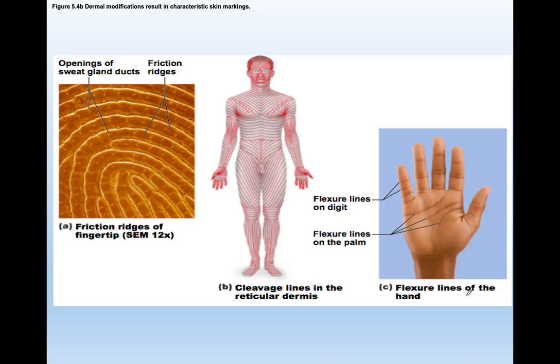Cleavage lines. What you see with cleavage lines are not real lines, like you can't see these on yourself. What they depict is the pattern of the protein fibers in your body. So if you're looking at the collagen fibers, a lot of the collagen fibers in your midsection are going parallel, or horizontal, I should say. When you look at your knee, they're also going horizontal.